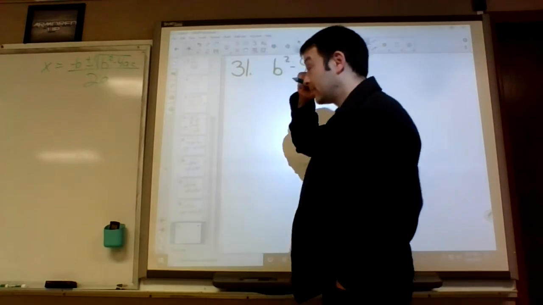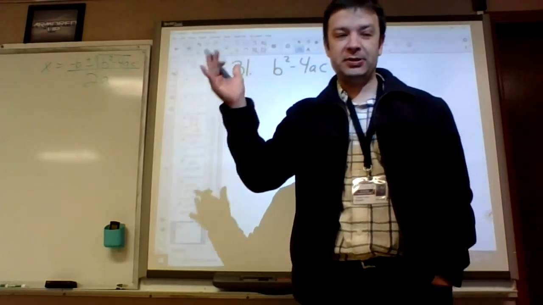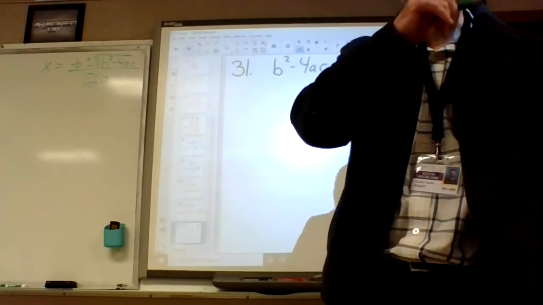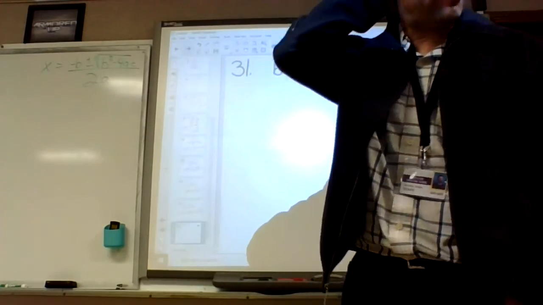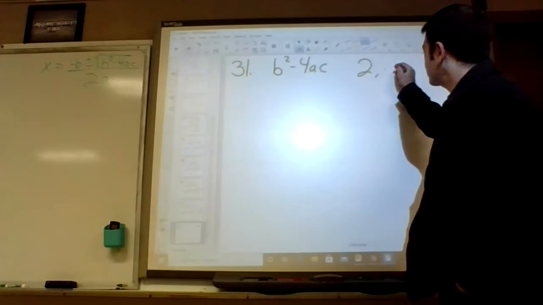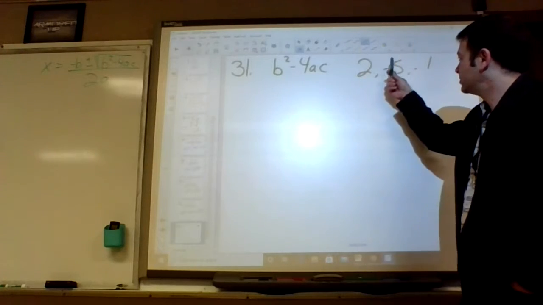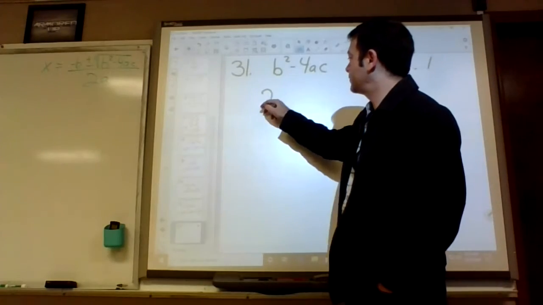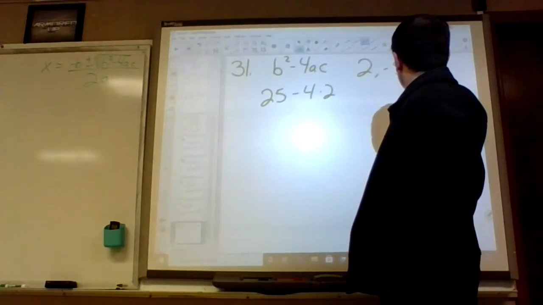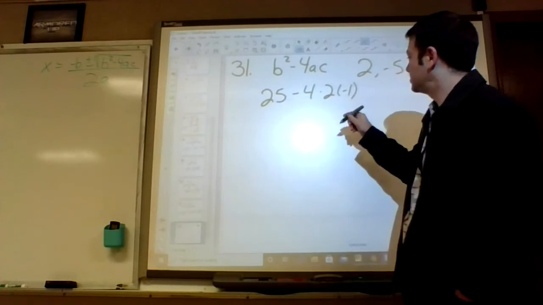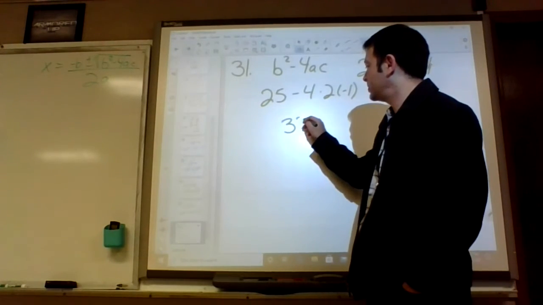discriminant. And if it comes out positive, you're going to get a normal answer. If it comes out negative, you're going to get imaginary answers, all that stuff. So A, B, and C is 2, negative 5, negative 1. So B squared would be negative 5 squared is 25 minus 4A, that's a negative 1, C. 25 plus 8 looks like 33.